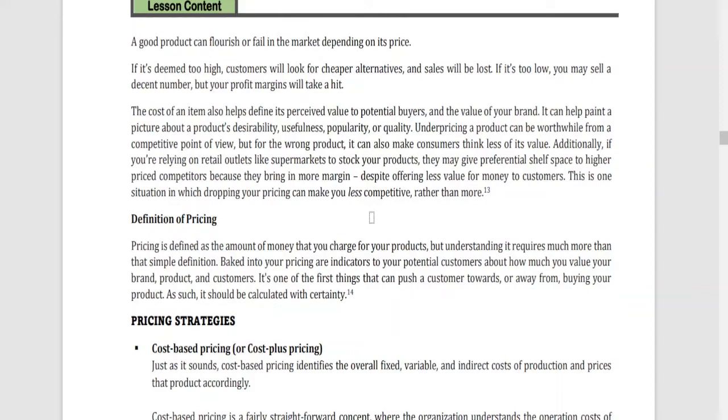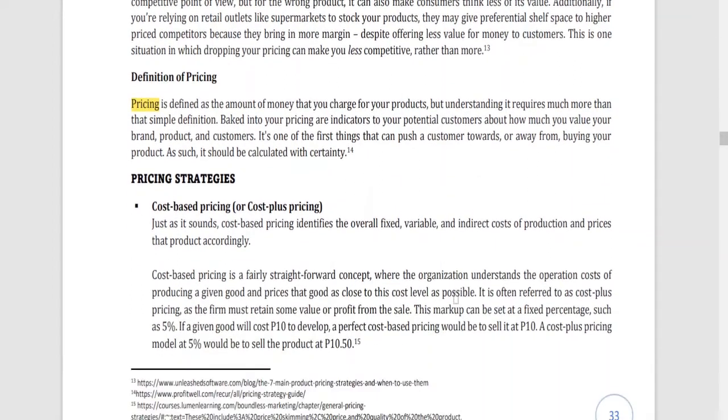and services. Pricing is defined as the amount of money that you charge for your products, but understanding it requires much more than that simple definition. Baked into your pricing are indicators to your potential customers about how much you value your brand, product, and customers. It's one of the first things that can push a customer towards or away from buying your product. As such, it should be calculated with certainty.